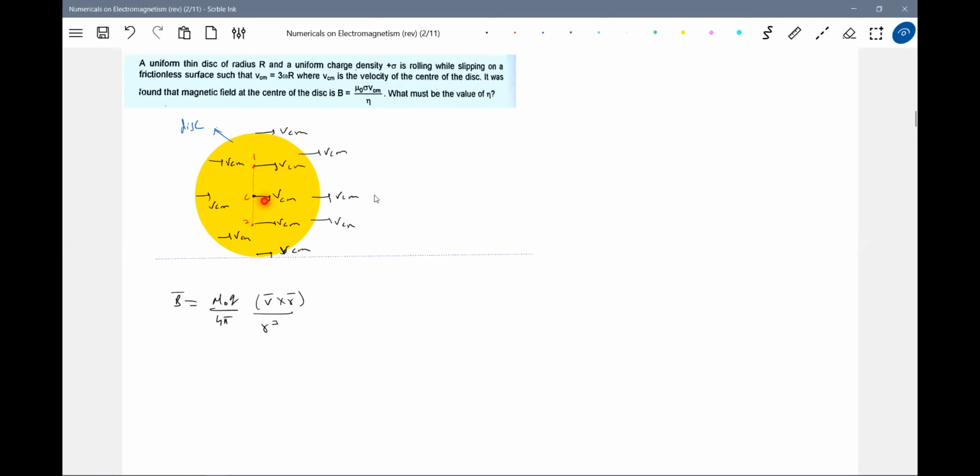So don't say that the magnetic field due to 1 is 0. The magnetic field at the center due to 1 and at 3 will be non-zero. Due to 2 also it will be non-zero. But the fields due to 1 and 2 will be equal and opposite. Sir, why don't you choose some arbitrary point? Why don't you choose some point here and some point here?